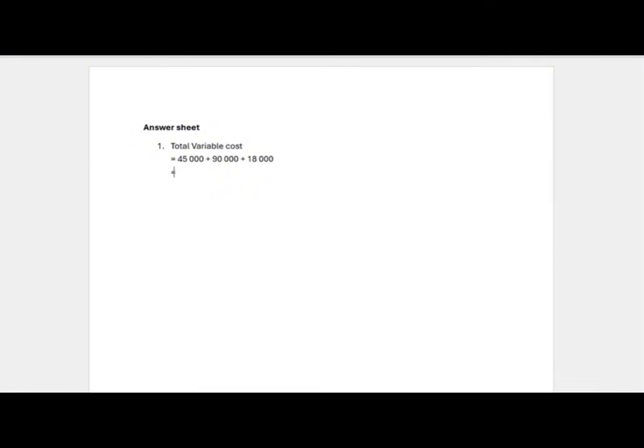And then now, how much is your total variable cost? Let's put that on our calculator and see how much we are getting. It's going to be 45,000 plus 90,000 plus 18,000, right? And then I'm getting 153,000. That is our total variable cost.